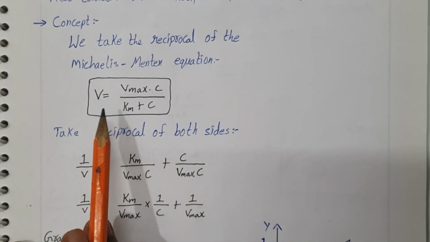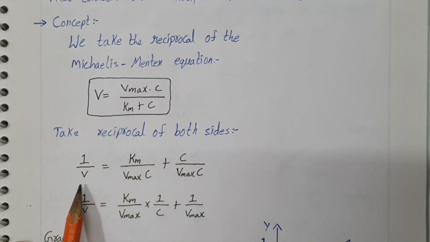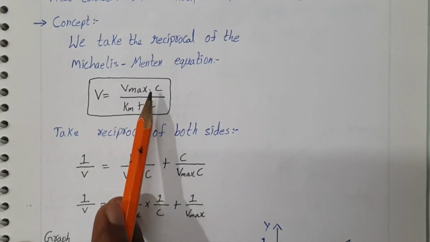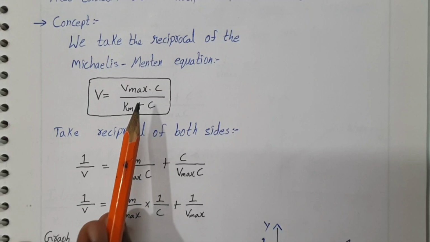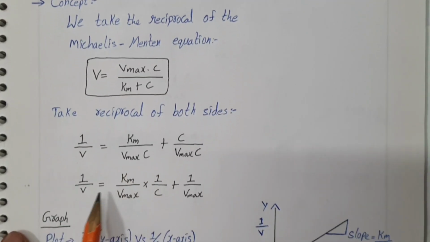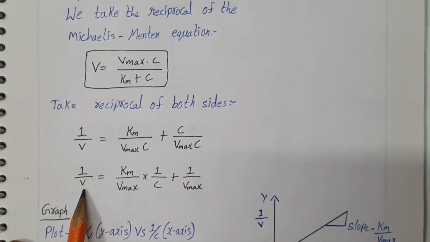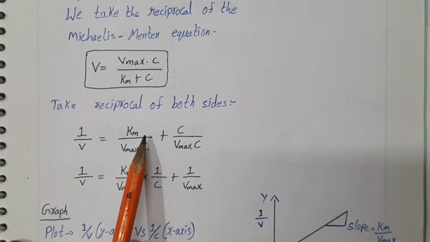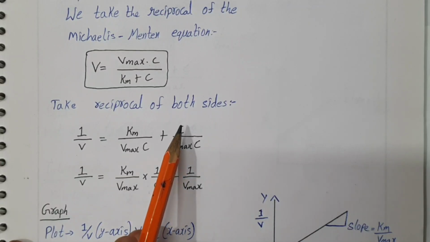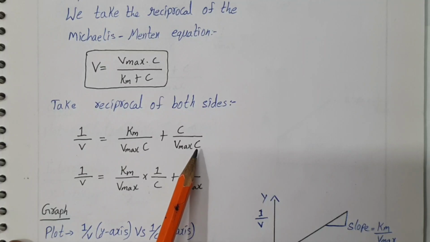Taking the reciprocal, V becomes 1 by V, and this Km plus C goes to the numerator and Vmax into C comes to the denominator. Separating the terms, we get 1 by V equals Km divided by Vmax into 1 by C, plus 1 by Vmax. How 1 by Vmax? This C and this C get cancelled out.